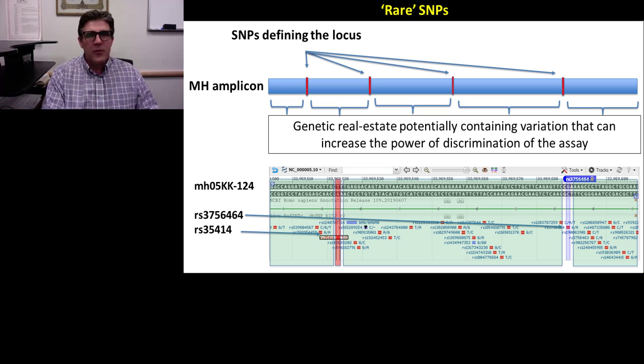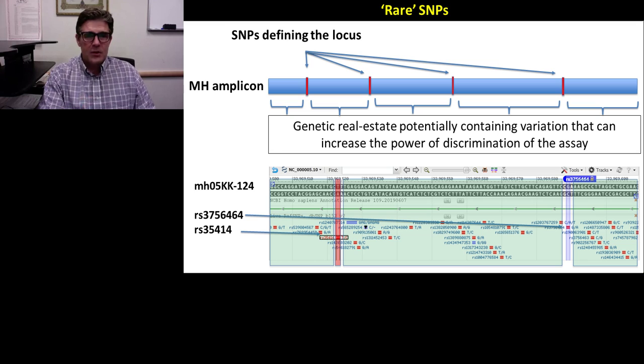So we've been focusing on the SNPs that define the microhap, the ones that initially Dr. Kidd identified. This is an example of an amplicon, and those red bars represent the location of the individual SNPs. These are the ones that define the locus. So the profile is AAGG: A at the first red bar, A at the second, G and G at the third and fourth red bars.